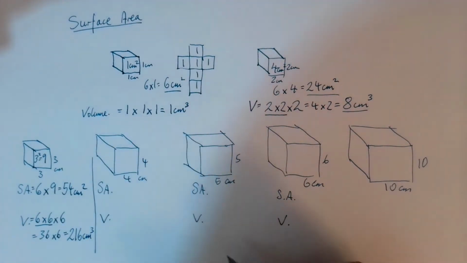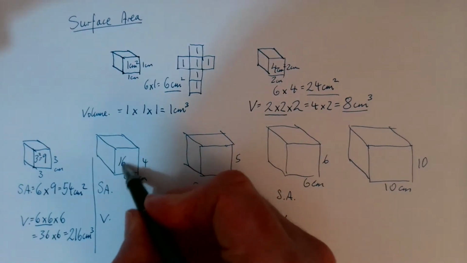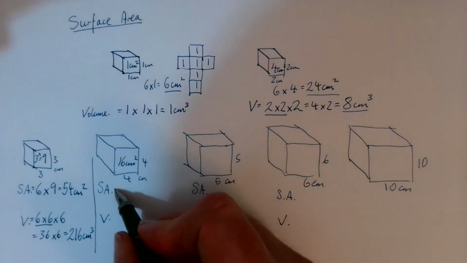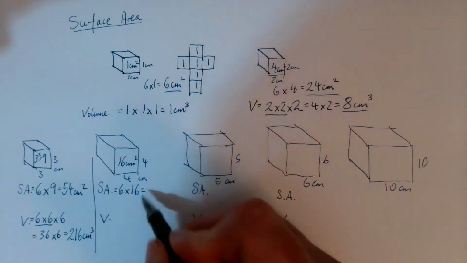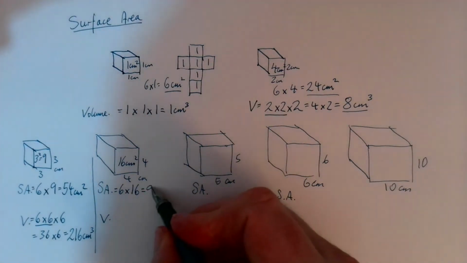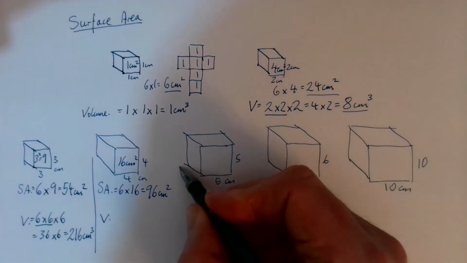I'll put a little gap in between there. Right, the surface area this time, 4 times 4 gives you 16 centimeters squared for one face, but you've got 6 faces, so it'll be 6 times 16. 6 tens are 60 plus 36 gets you 96 centimeters squared.